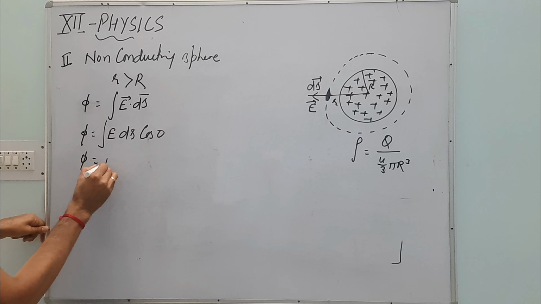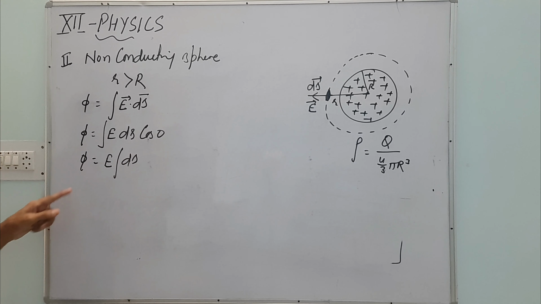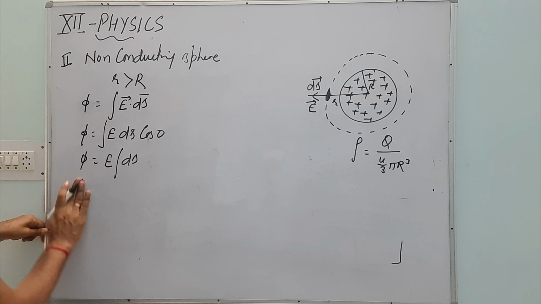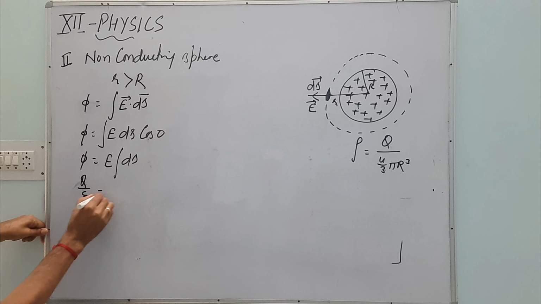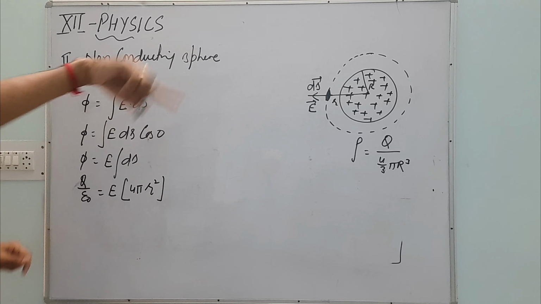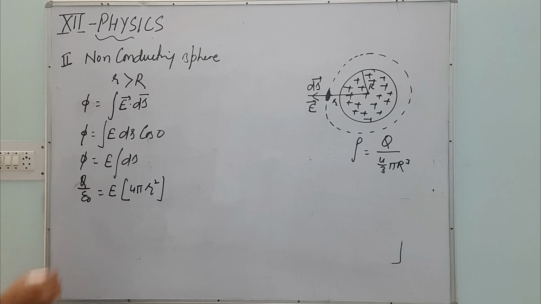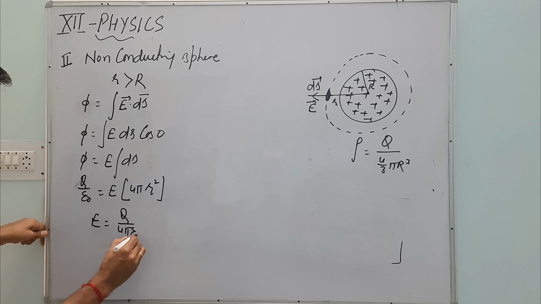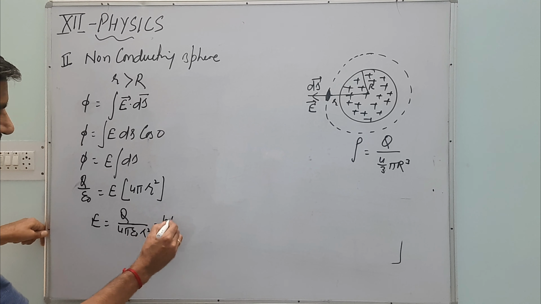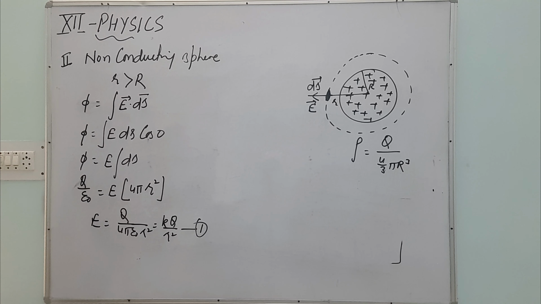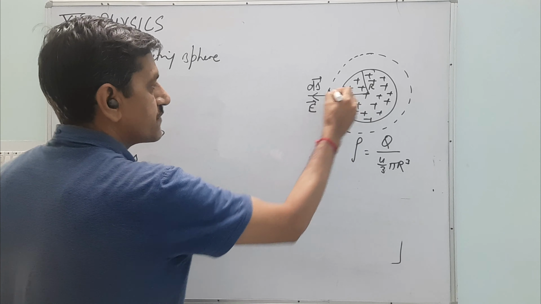Right? Flux, E comes outside, integration of ds. By Gauss's law, flux would be capital Q by epsilon 0, and this is E, and integration of ds is 4 pi r square, the complete surface area of the dotted Gaussian surface. So the electric field is Q upon 4 pi epsilon 0 r square. So it can be written as kQ by r square. This result is similar to the shell, right? There is no change.